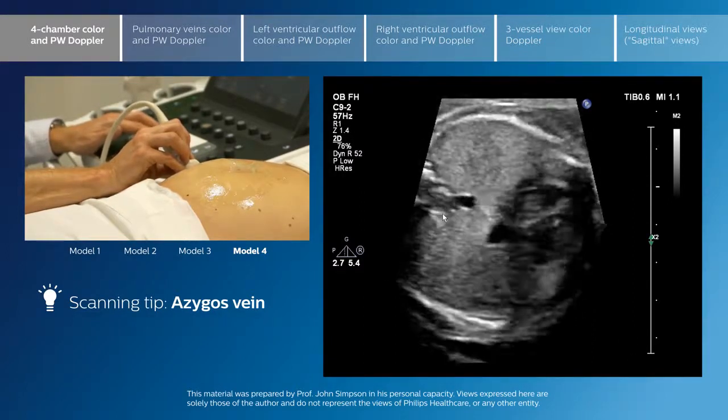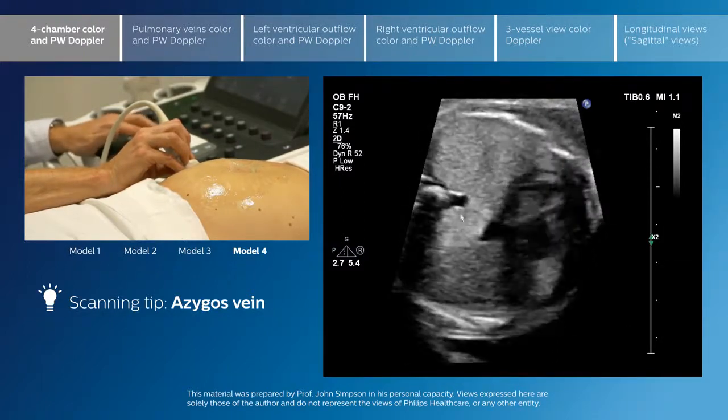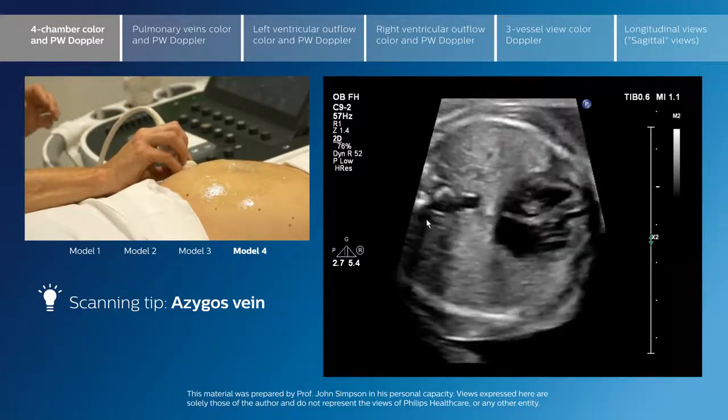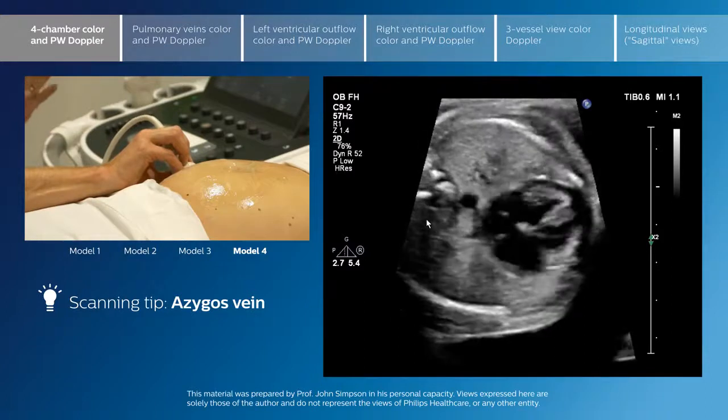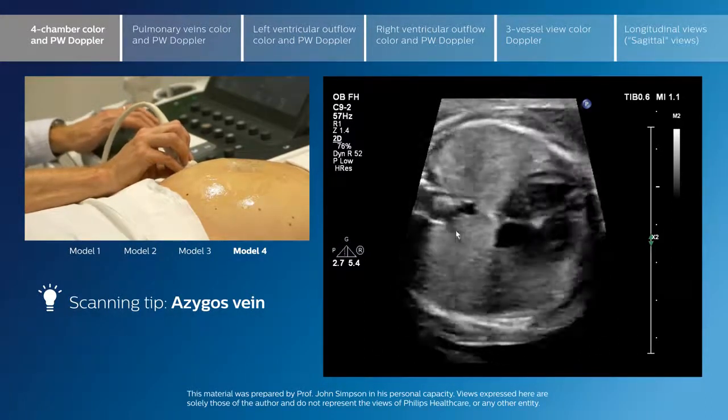If you see a vessel sitting in this position which is as big as the descending aorta, or almost as big, it would make you suspicious that the inferior vena cava may be interrupted, and that flow above the diaphragm may be via the azygos vein.